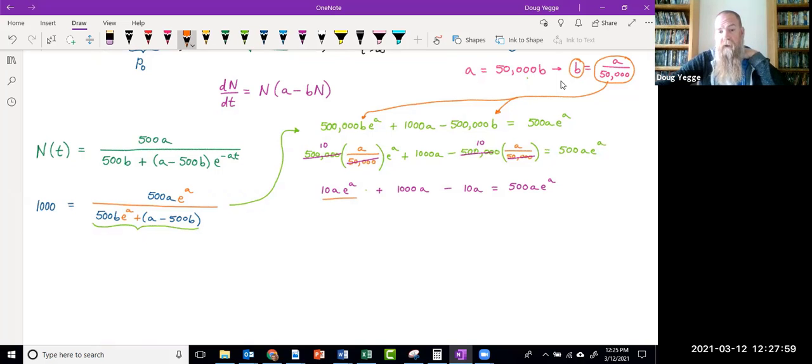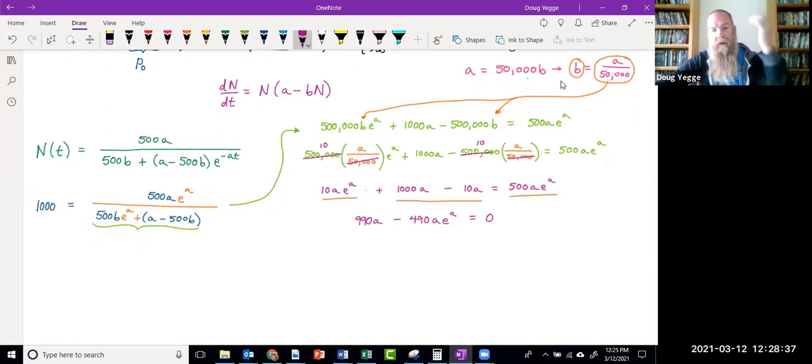And so now notice that I've got a couple of A e to the A terms. And I also have a couple of A terms. And so why don't we go ahead and shift everything around here and factor, and maybe we can solve this. Okay, so if I were to combine 1,000A minus 10A, that would give me 990A. If I were to subtract 500A e to the A from 10A e to the A, I get minus 490A e to the A. And that equals 0. And now notice that by factoring out an A, I mean, we could actually factor out a bit more than that. We could factor out a 10A. Okay, if I factor out 10A, I'm left with 99 minus 49 e to the power of A.